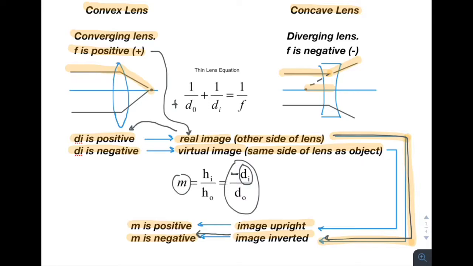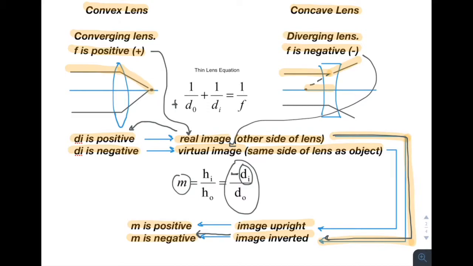And so if we consider the opposite, such as a concave lens, then we know that this concave lens is going to be diverging the light rays. And since the light rays are diverging, F is going to be negative, and if F is negative, then we know it's a virtual image.